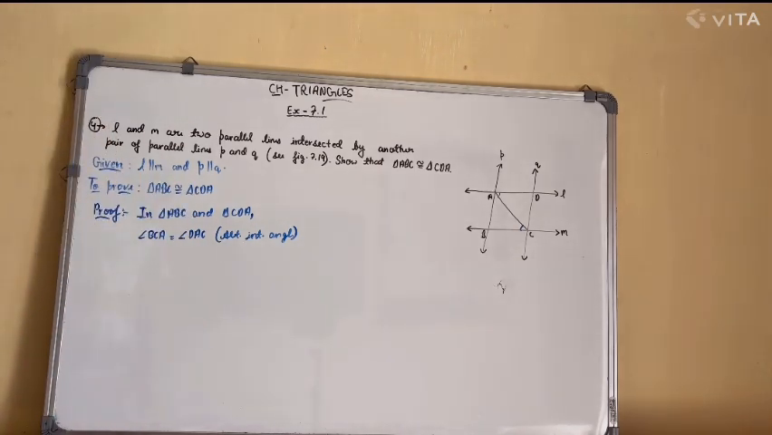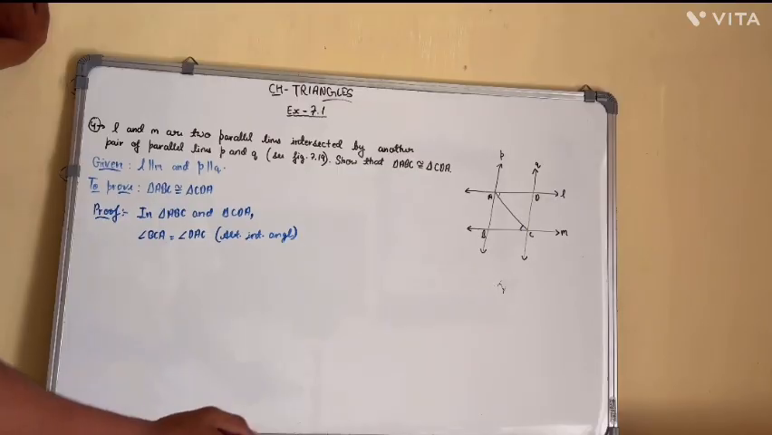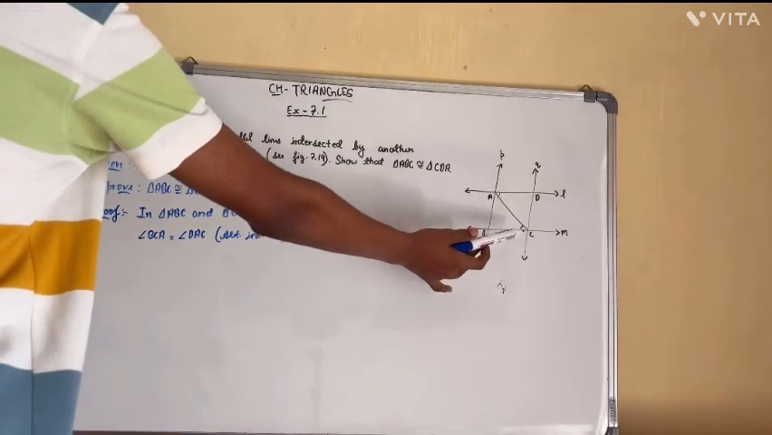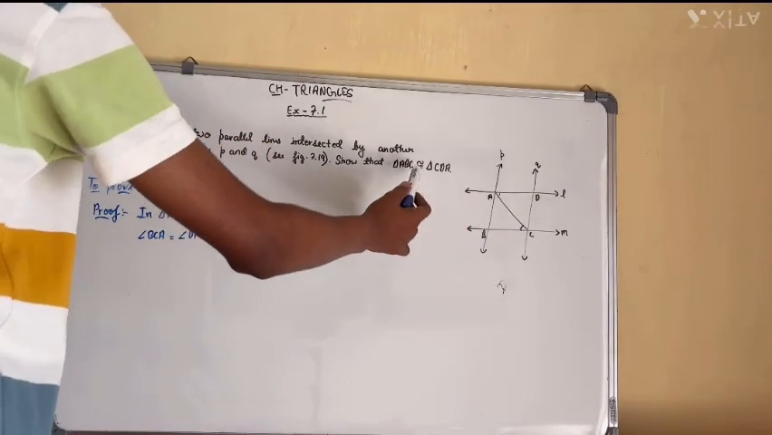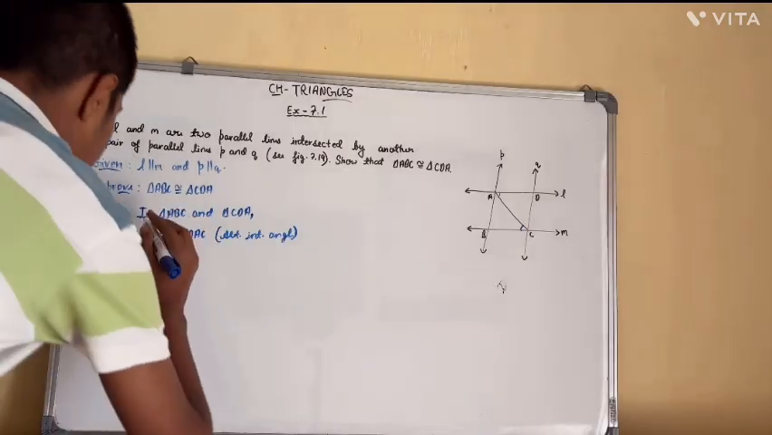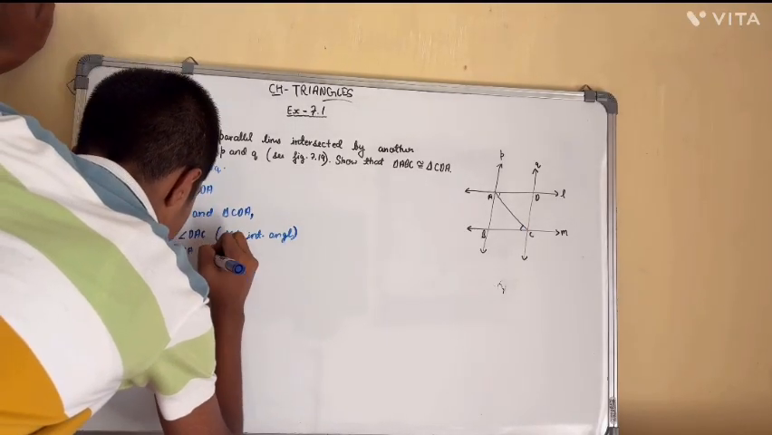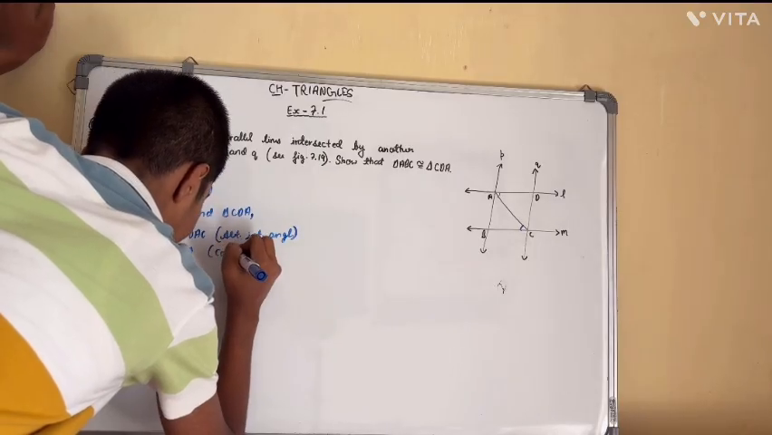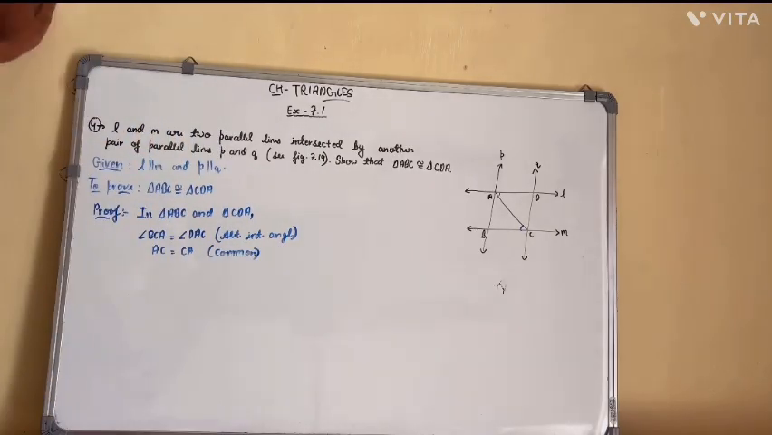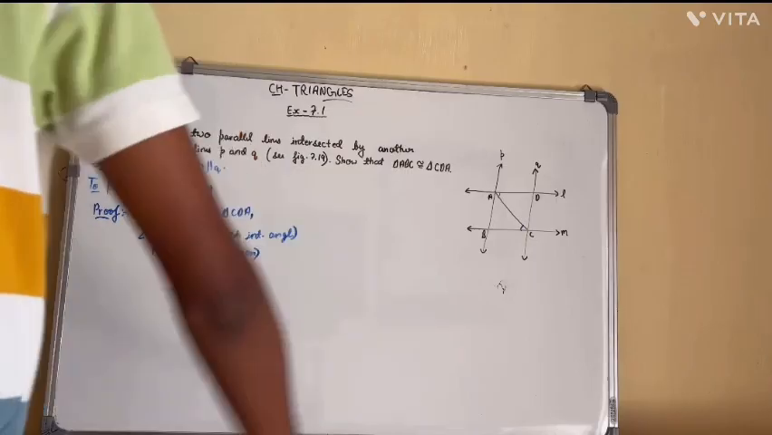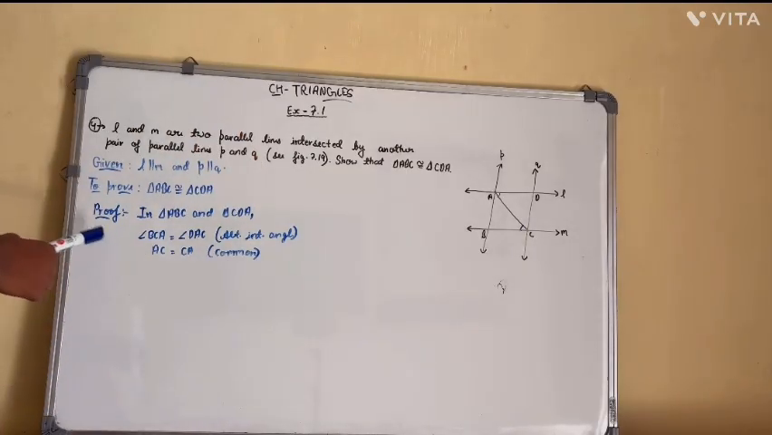Now second thing, you can see both the triangles have one common side, that is AC. This is common in both, AC or CA. So we can write here AC is equal to CA or AC. This is only one side and common in both the triangles. Okay, I hope these two are clear to you.